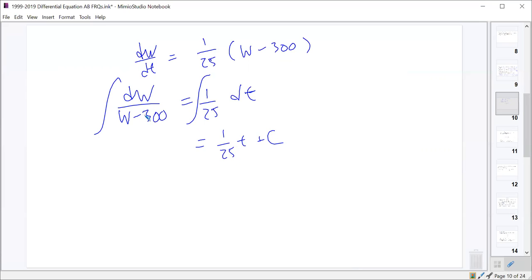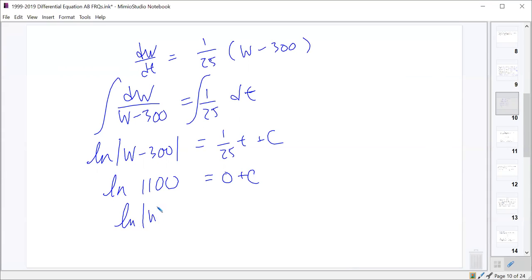The left hand side, we do the u-substitution for W minus 300. And what does that end up being? It should be natural log absolute value of W minus 300. Is that what you all got? People at home, that's what you got? Yep. Good. Then we find our constant when t is 0. Our initial condition was 1400. So natural log of 1100 is our constant.